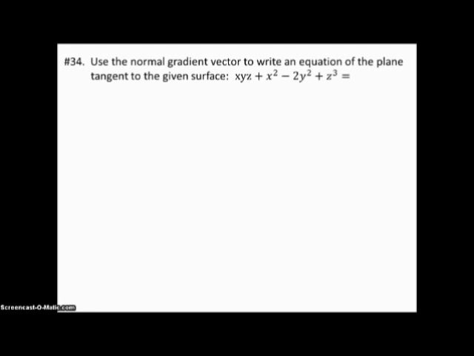So now let's do it in where we're used to using this method. Use the normal gradient vector to write an equation of the plane tangent to the given surface, which has an x, y, and a z in it at this particular point. So the method's the same. This time we will get a plane.